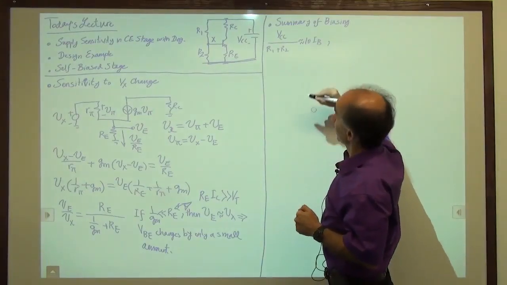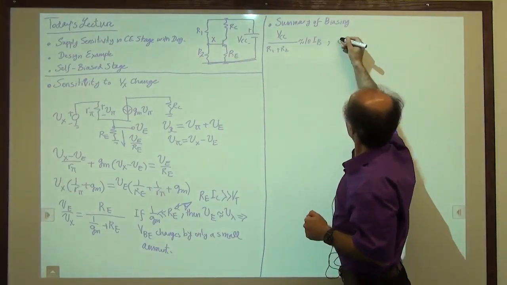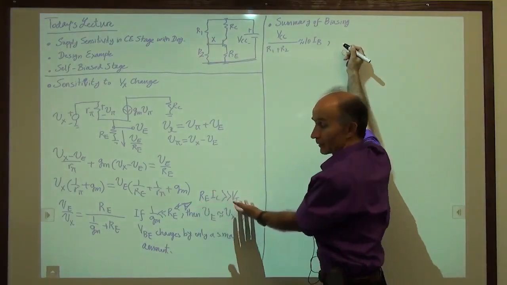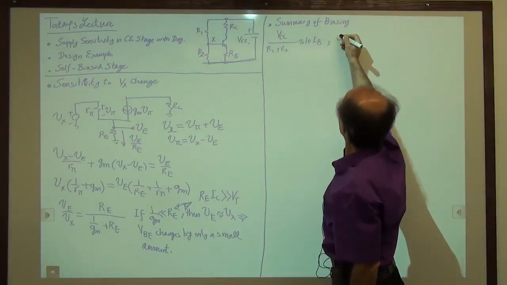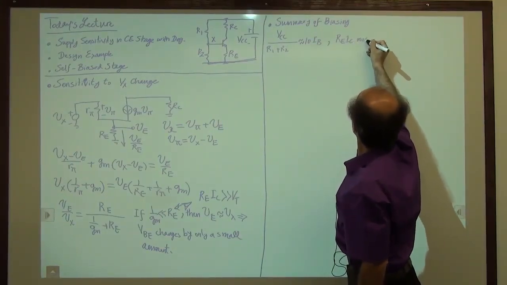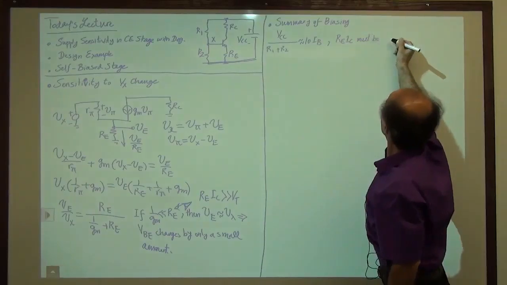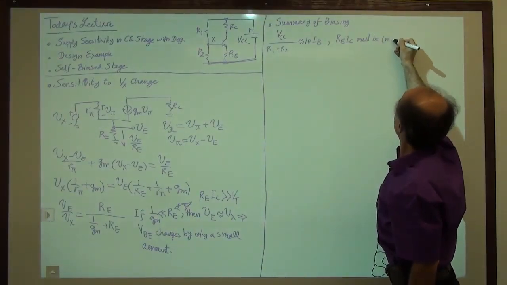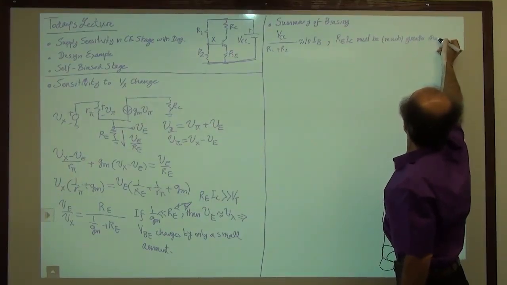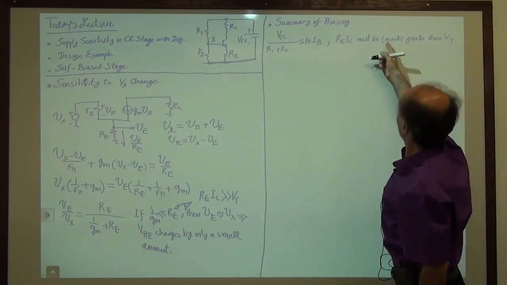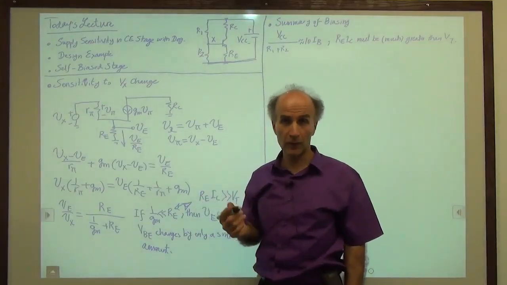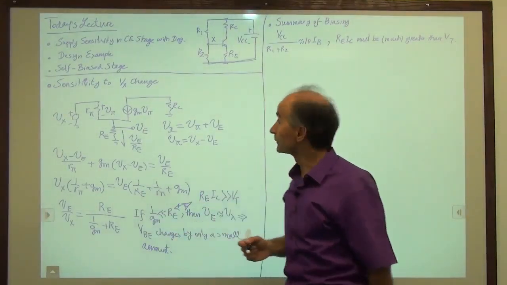All right, what else do we know? Well, we decided that the voltage across RE has to be some reasonable amount. Now, maybe we can make it 10 times VT, maybe not, but RE times IC must be much greater than VT. I wrote this in parentheses because sometimes the design doesn't allow us to do that, but preferably we would like it to be maybe 200 millivolts, maybe 300 millivolts.